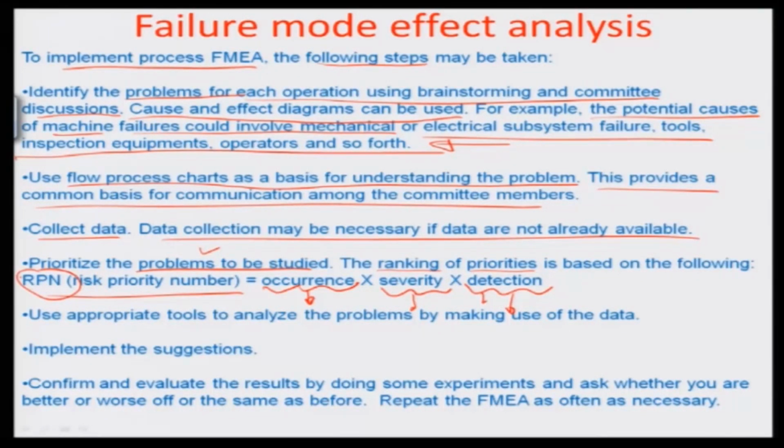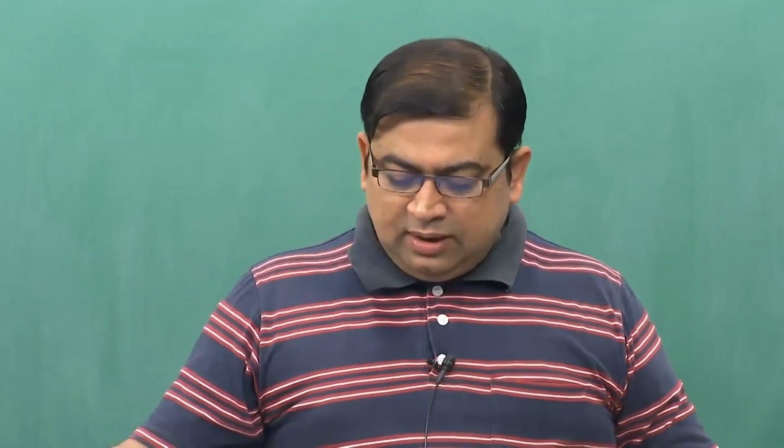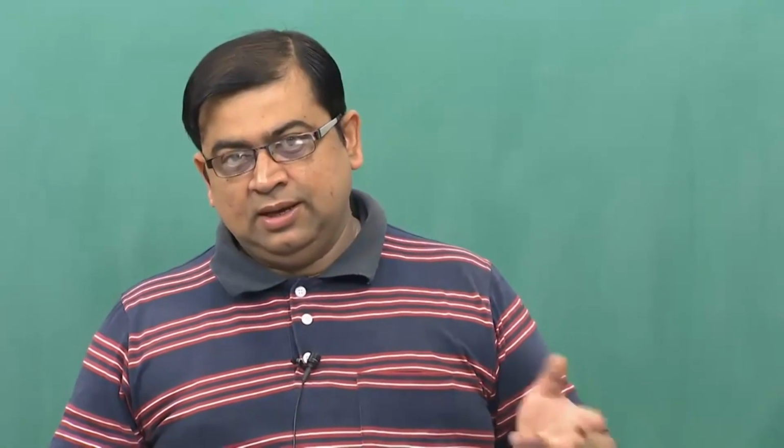Or the risk priority numbers, and now you organize on the basis of decreasing order of the RPNs, and obviously the first RPN, which is the highest number, would have a very high occurrence, a very severe problem and a very difficult to detect situation, or vice versa.